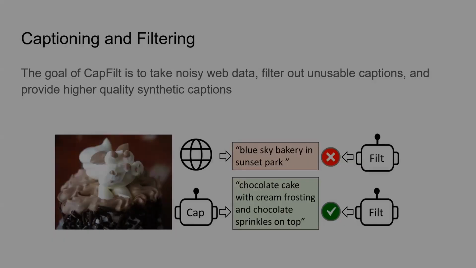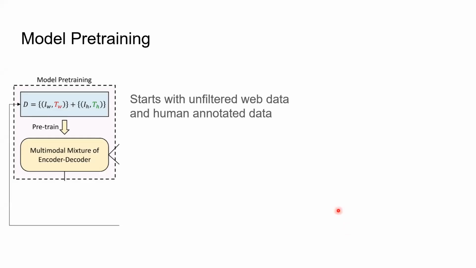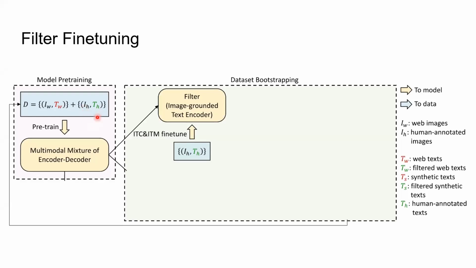So we're going to look at how this would work. You'd start by pre-training your MED on your full data set. The data set would be image text pairs from the web, as well as image text pairs from human annotated data sets. With your pre-trained MED, you can then start the dataset bootstrapping. You start this by fine-tuning the filter, which runs on the image-grounded text encoder. You fine-tune it using the human annotated data on the ITC and ITM loss functions.